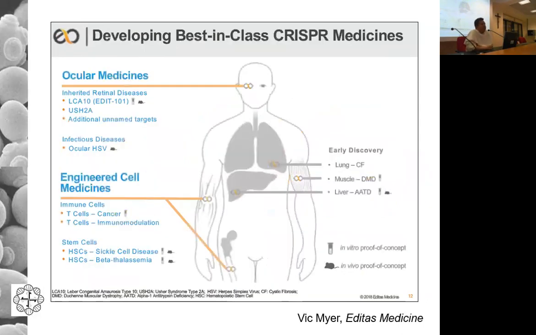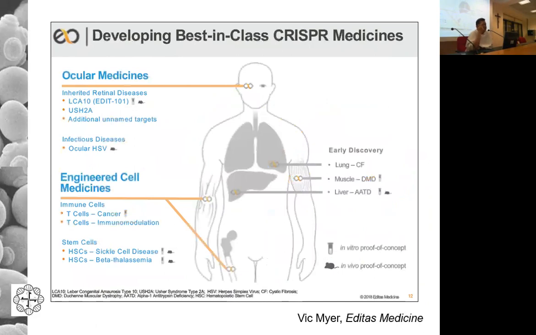So these are the diseases that are being targeted by the company. I'm going to focus primarily on the ocular diseases. They want to develop CRISPR for the eye. Now, the reason why they're going to develop CRISPR for the eye is, one, the eye is easy to get to. You can easily access the eye.